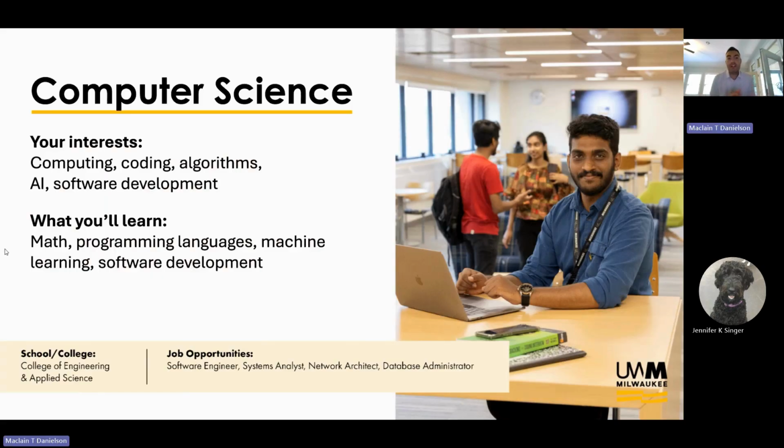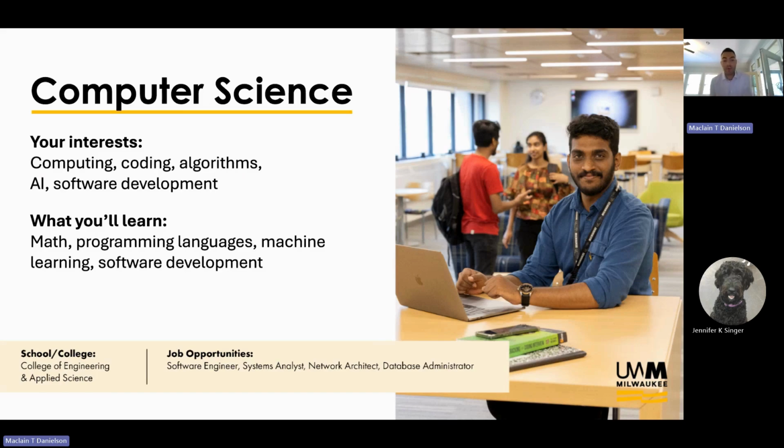So the first one listed here is computer science, and this one tends to be the most popular major that students think of when they think about studying in IT. Broadly stated, computer science is the study of computers and how they work. It includes tasks such as writing code, software development, and working with AI. Students will be working with algorithms. When they're in that program, some of the things that they'll learn also include math and machine learning and programming languages.